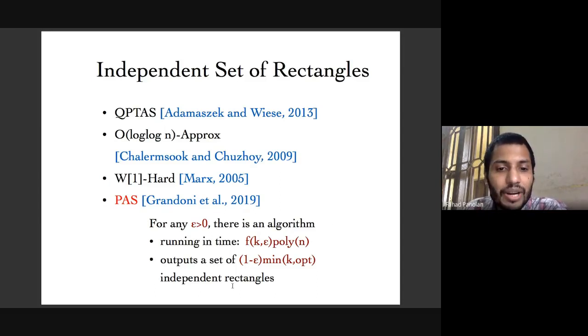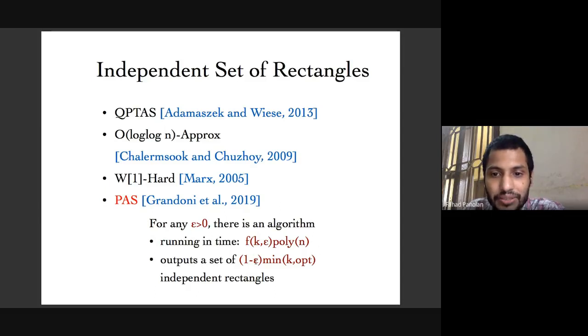That means that our algorithm will always output an independent set of rectangles of size at least 1 minus epsilon times k. So you can start by choosing k from 1, 2, 3, etc. For ease of presentation, I assume that opt is greater than or equal to k. So this is what we are going to see, this theorem written here. And if such an algorithm exists, then it is called a parameterized approximation scheme.